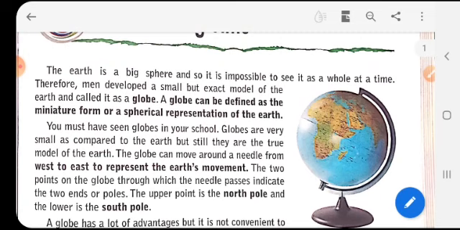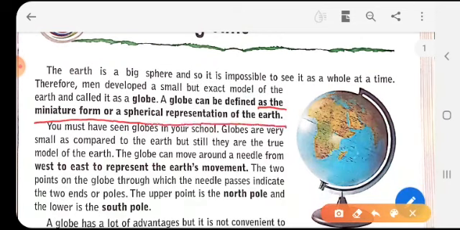So, the right definition for the globe is the miniature form or a spherical representation of the earth. So, this is what a globe means. You must have seen globes in your school. Globes are very small as compared to the earth, but still they are the true model of the earth.